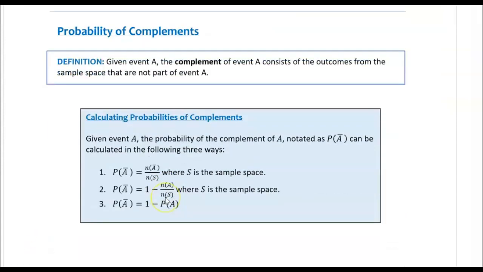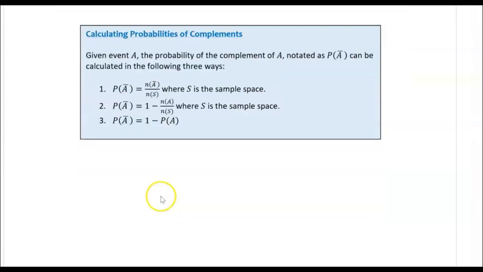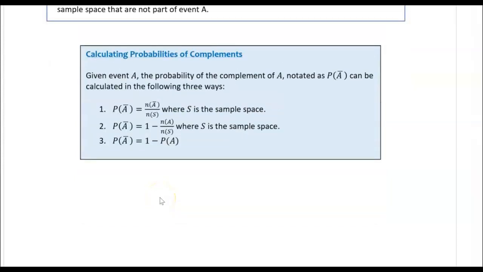Probability of complements. Definition. Given event A, the complement of event A consists of the outcomes from the sample space that are not part of event A. Calculating probabilities of complements. Given event A, the probability of the complement of A, notated as the probability of A bar, can be calculated in the following three ways.